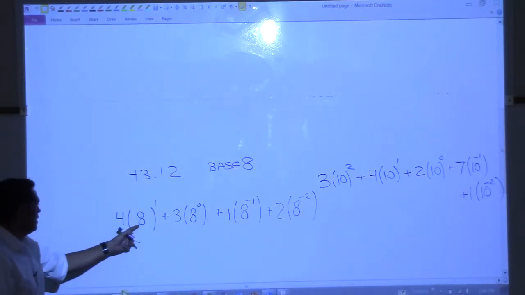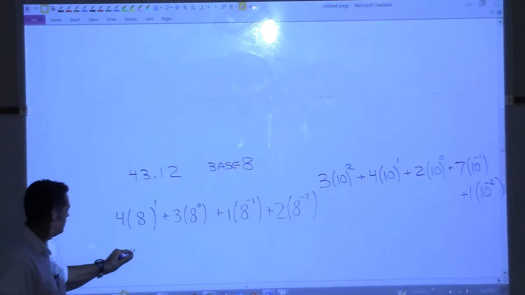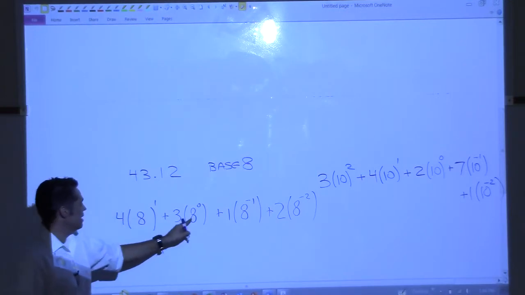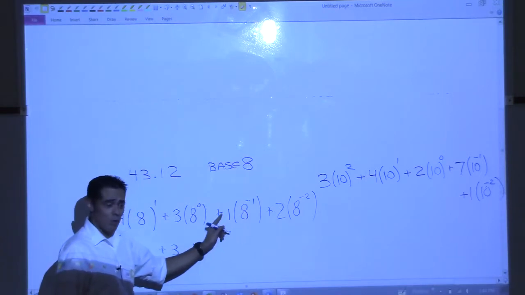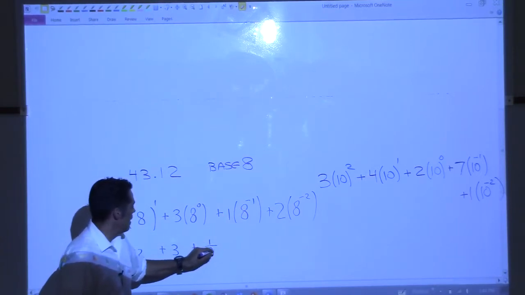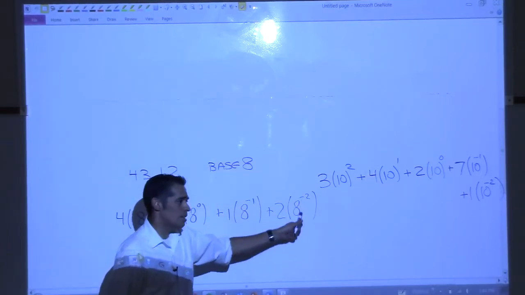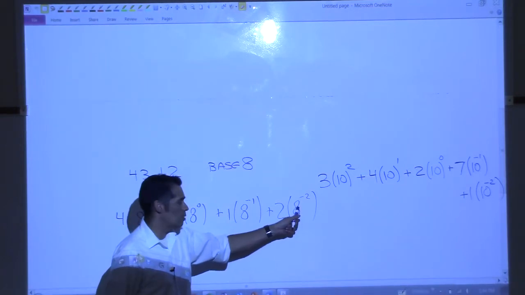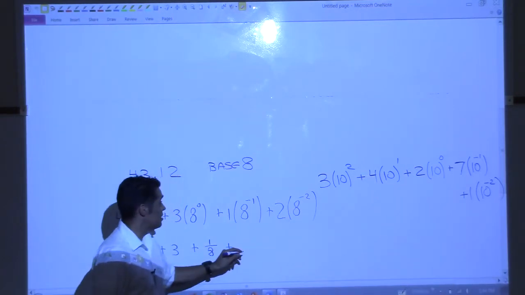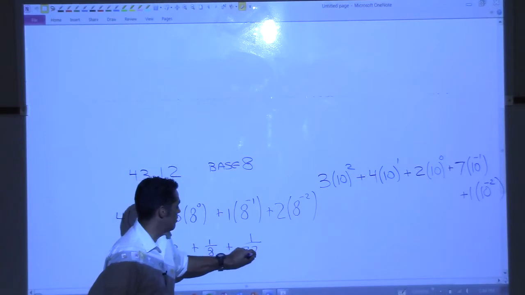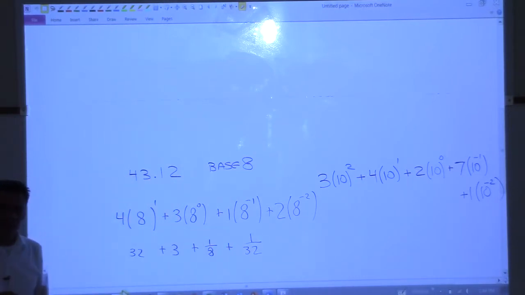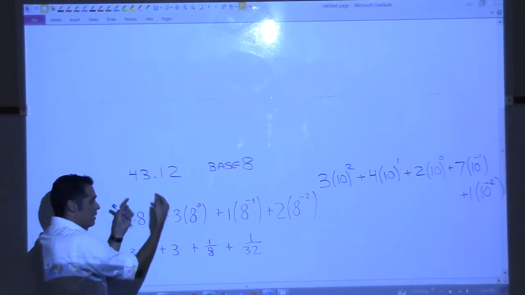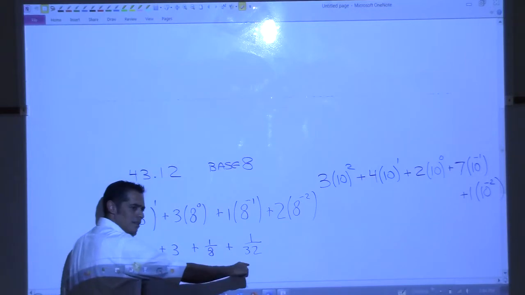So this is what? 8 to the first power is 8, so this is 32. Plus 8 to the 0 is 1, so 3. Plus this is 1/8 times 1, that's an eighth. And then plus that's 1/64, right? 1 over 8 squared. This is 2/64, which is 1/32 when I reduce the fraction. If I add that together, that's what that number means in base 10, right? So it's given to us in base 8, but to convert it to base 10, you do this. Does that kind of make sense?